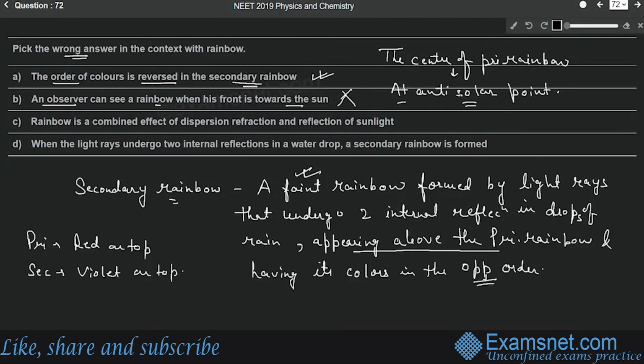Now the third statement says rainbow is a combined effect of dispersion, refraction and reflection of sunlight. This is also true. And the last one says when the light rays undergo two internal reflections in water drop, a secondary rainbow is formed. So we have already seen that more than one internal reflection causes the formation of rainbow. So the only wrong answer will be option number B. So this will be the correct choice here.